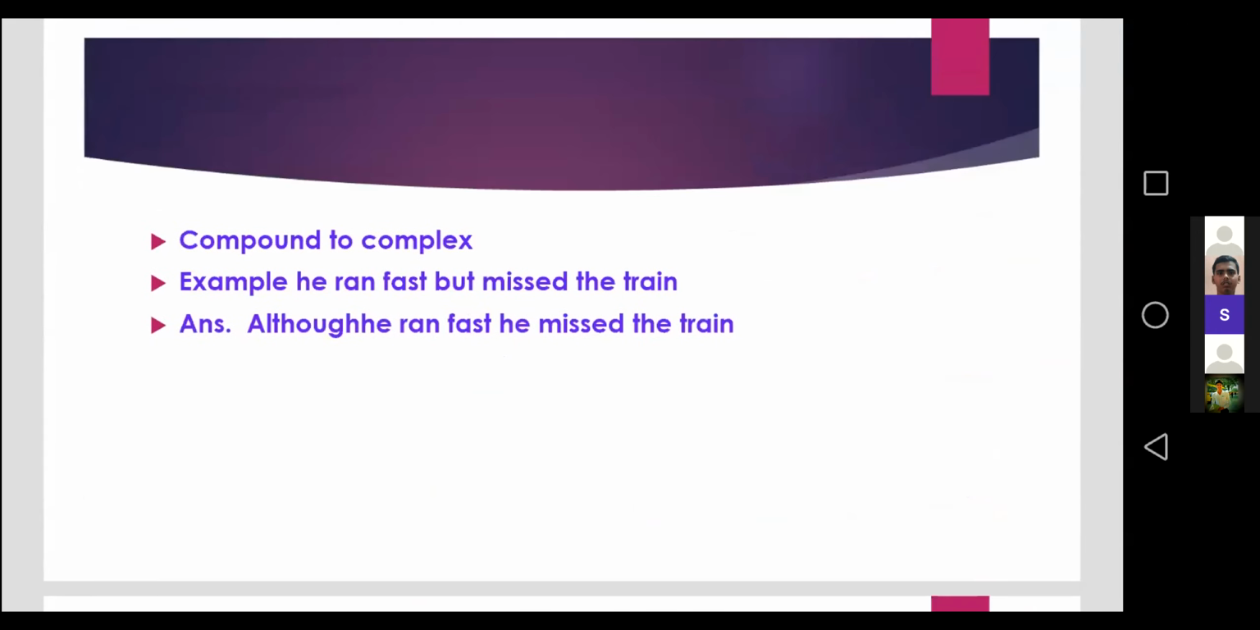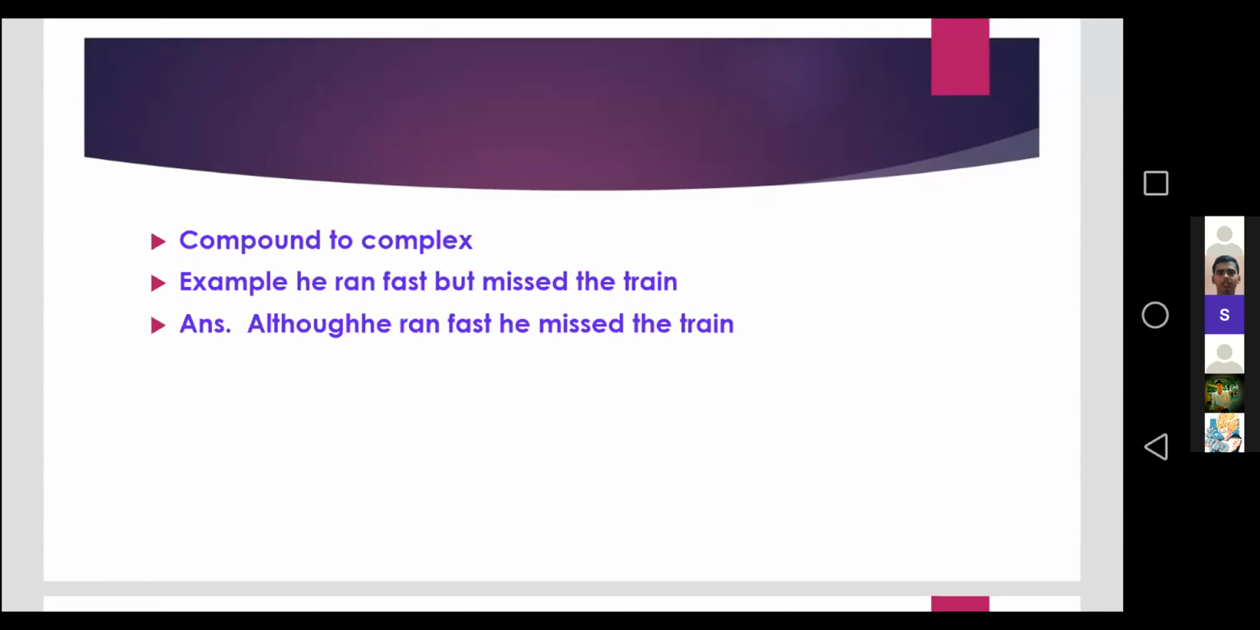Then compound to complex. So if you have two independent clauses, you have to keep one independent clause as it is and then make the other clause as what? You have to make the other clause dependent. Okay. So question, he ran fast but missed the train. What is the coordinator here? But. Correct. You have the coordinator but over here.